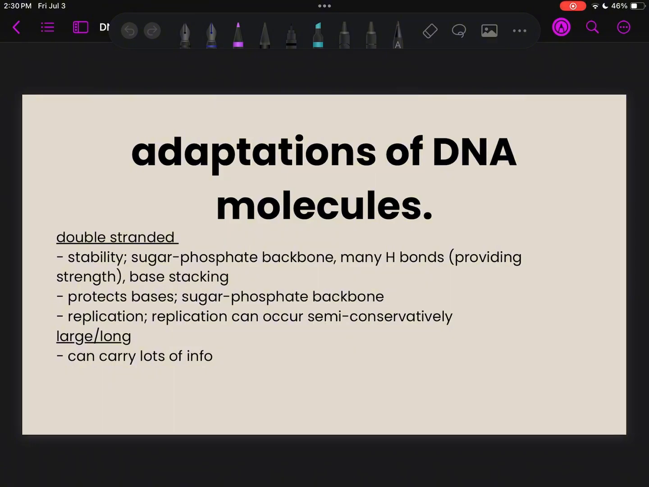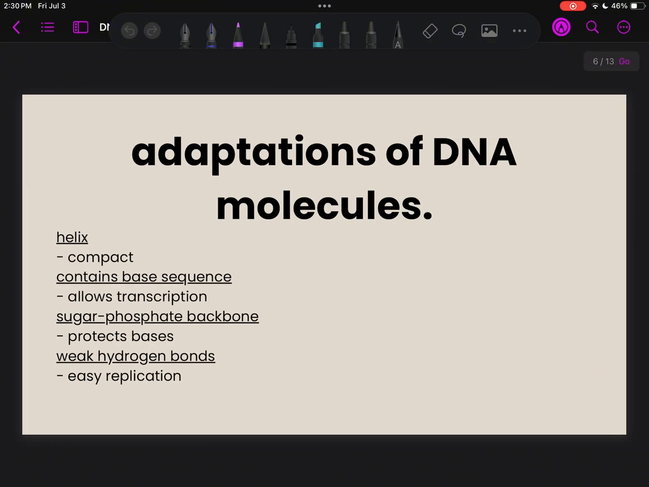DNA is very long, so it can carry lots of information. DNA has a helical structure, so it's compact. It contains the DNA base sequence, so it allows transcription. It contains a sugar-phosphate backbone, so it protects bases, as mentioned before, and it contains weak hydrogen bonds, which is good for easy replication because they can easily be broken.